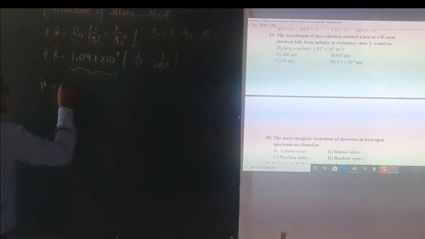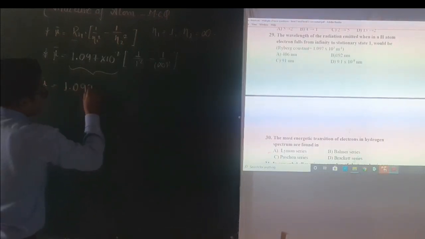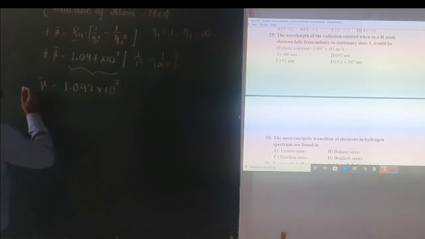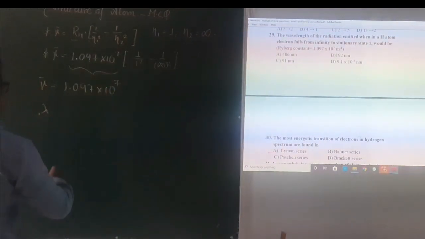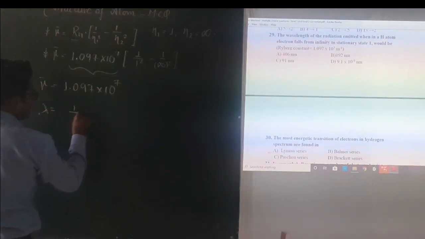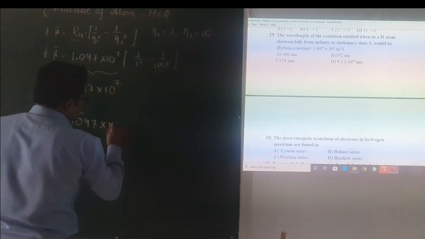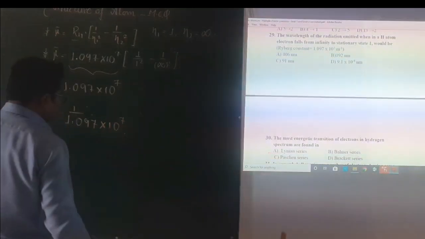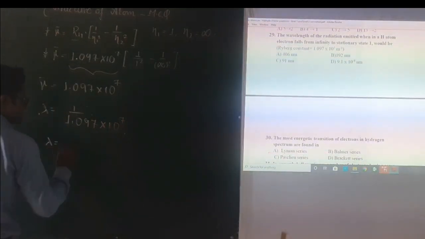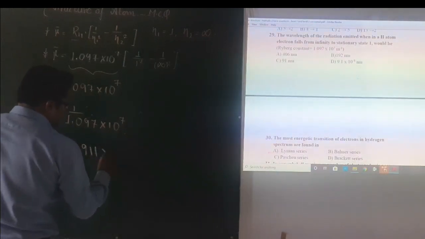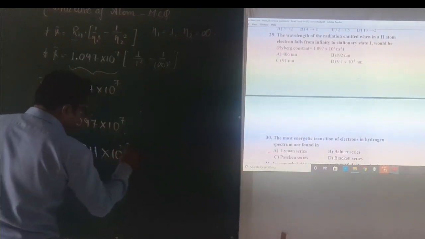So nu bar is equal to 1.097 into 10 raised to 7. What I require is the wavelength. Are they asking for wavelength? Yes. So therefore, wavelength is equal to 1 over 1.097 into 10 raised to 7. So lambda is equal to what we get over here is 0.911 into 10 raised to minus 7.